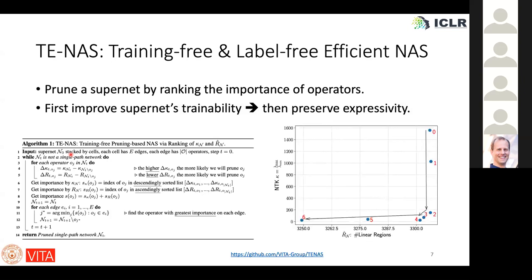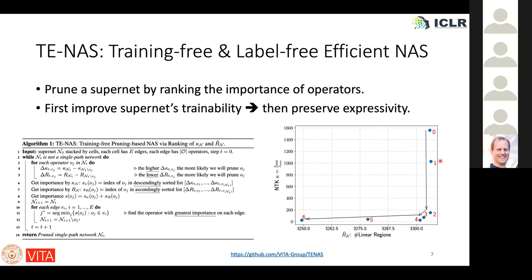And we can even visualize the search process by using our two training-free indicators. Here is an example of the search on the DARTS space. The x-axis is the number of linear regions, and the y-axis is the condition number of NTK, and the red numbers indicate the pruning steps. In each pruning step, we try to prune one operator on each edge in the DARTS space.